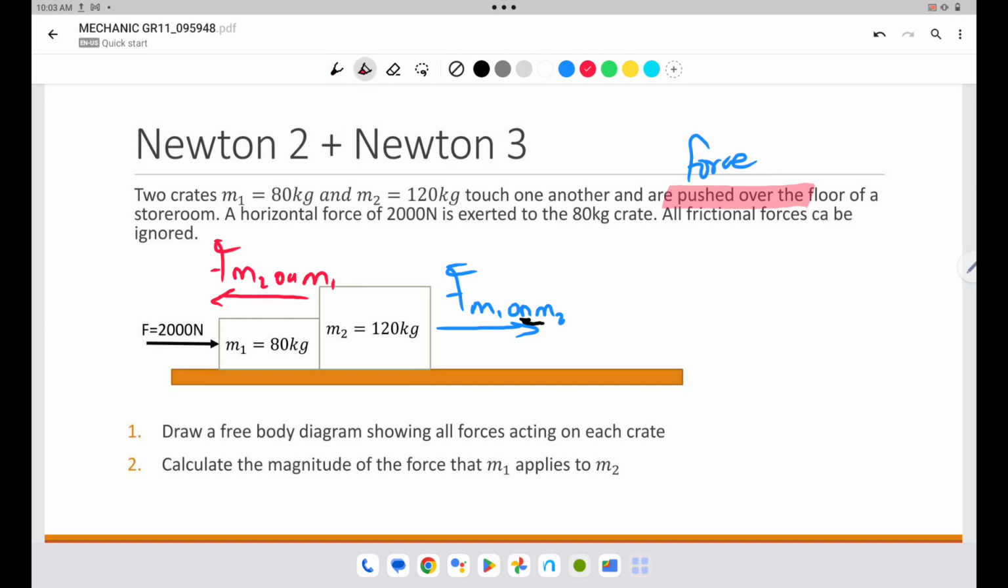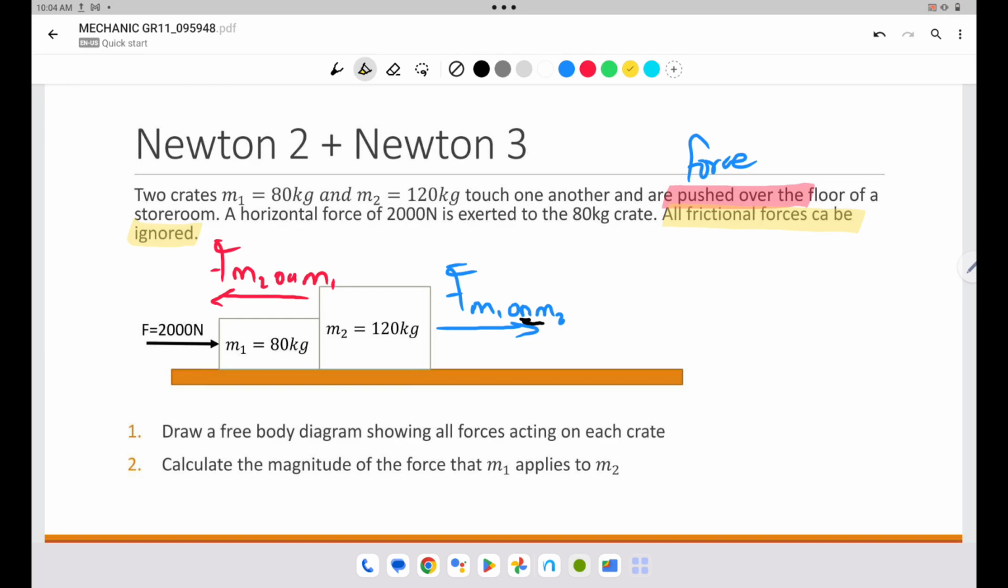Then it says a horizontal force of 200 Newton is exerted on the 80 kilogram crate, which is M1. All frictional forces can be ignored, so what this means is we do not have any frictional forces. The first question says draw a free body diagram showing all the forces acting on each crate.